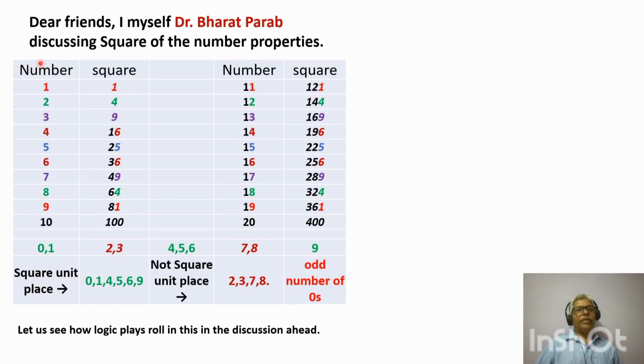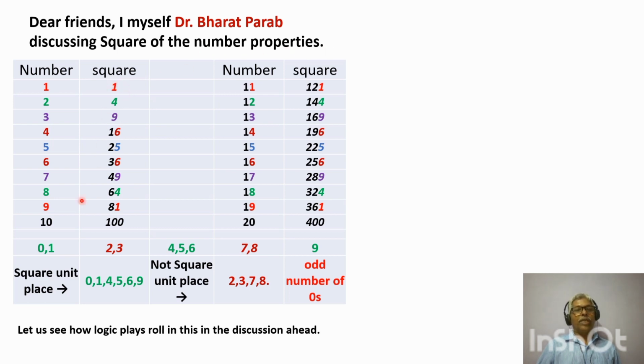I myself, Dr. Bharat Parab, am discussing the properties of the square of a number. So this is a number, and this is its square. These are the squares, and these are the numbers. So the title is: squares of numbers and properties of squared numbers.